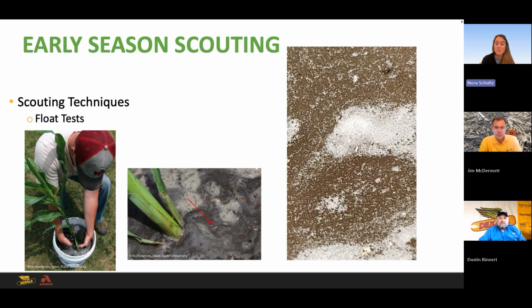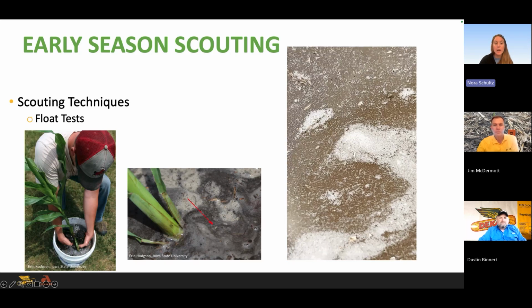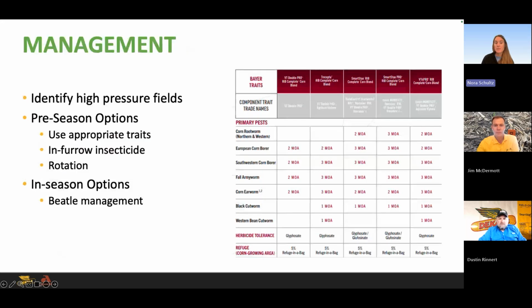So the cameras that we have on our phones can really help us magnify and see what we're seeing. But we want to make sure that you guys know about this, because we do have some fields that maybe have some compromised roots already. At least in my territory, I did not have much ammonia burn this year. Last year, that was a thing.